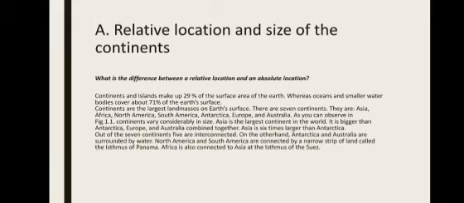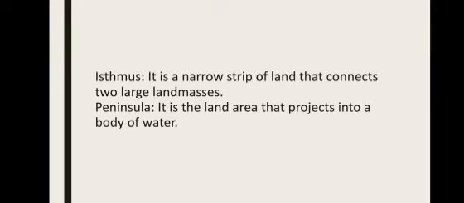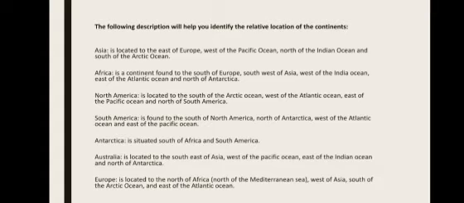North America and South America are connected by a narrow strip of land called the Isthmus of Panama. Africa is also connected to Asia at the Isthmus of Suez. Isthmus is the narrow strip of land that connects 2 large land masses. Peninsula is the land area that projects into a body of water. The following description will help you identify the relative location of the continents.